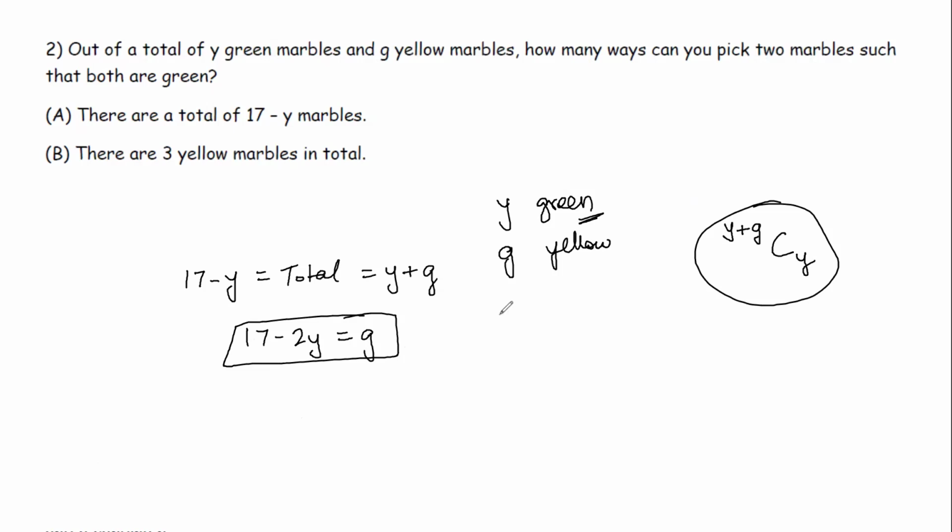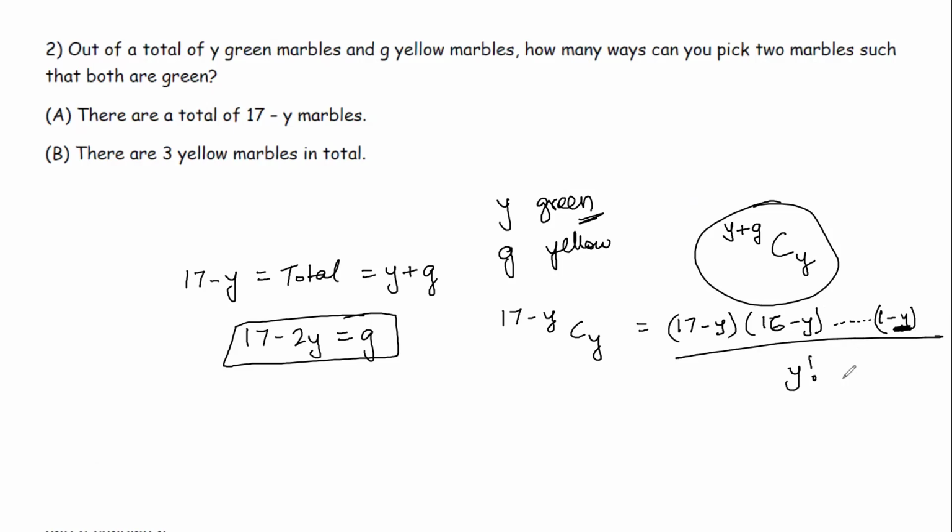So let me check. 17 minus Y choose 2, that is 17 minus Y into 16 minus Y, and so on. If it was only one yellow marble, right? So 1 minus Y upon Y factorial. Not helping. We're not getting anywhere with this. So A is not sufficient.